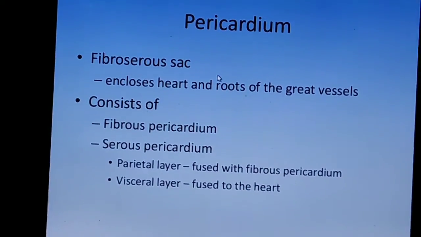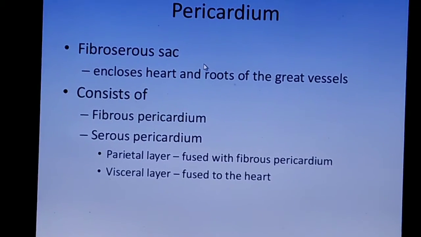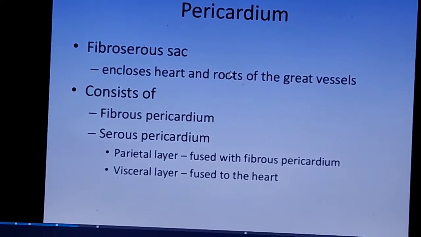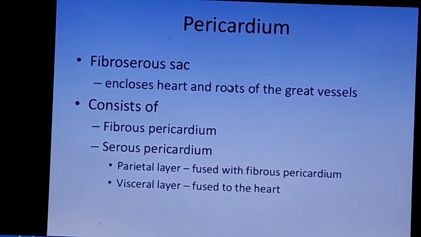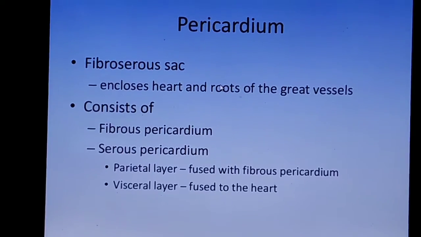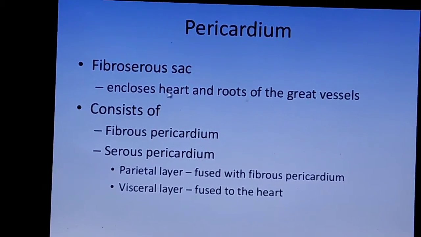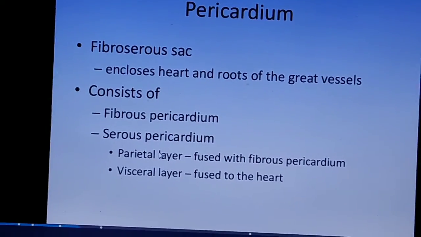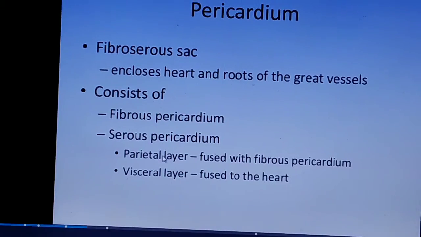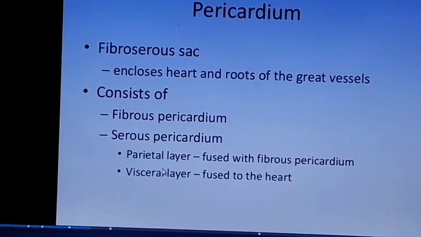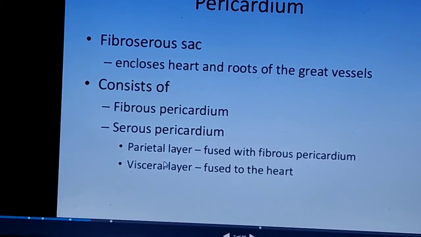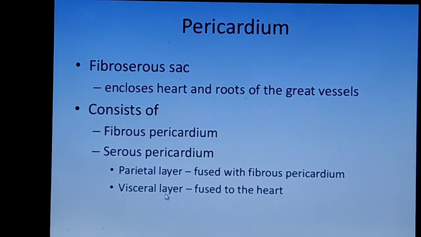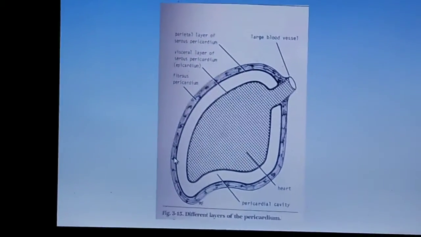Then pericardium. The pericardium is a fibroserous sac that encloses the heart. It consists of fibrous pericardium and serous pericardium. Serous pericardium contains a parietal layer and a visceral layer. The parietal layer is fused with the fibrous pericardium and the visceral layer is fused to the heart only. So this is the pericardium layer.